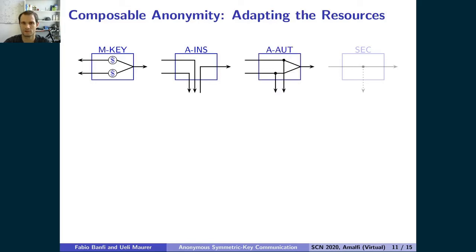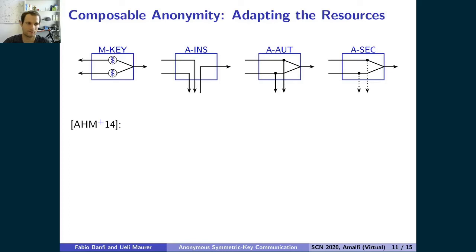For the authenticated channel, we have, similarly as before, an interface where a sender can output a message to both the eavesdropper, the adversary, and the receiver, but this is now for two senders. And we adapt also the secure channel in a similar way.